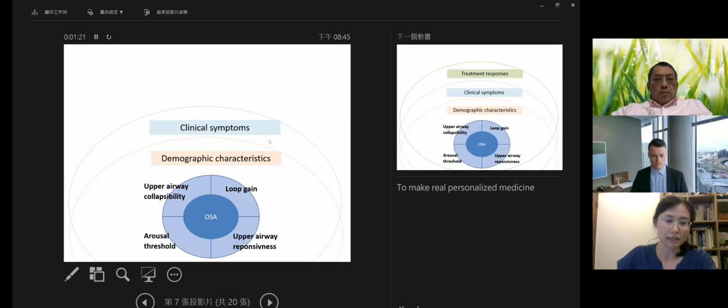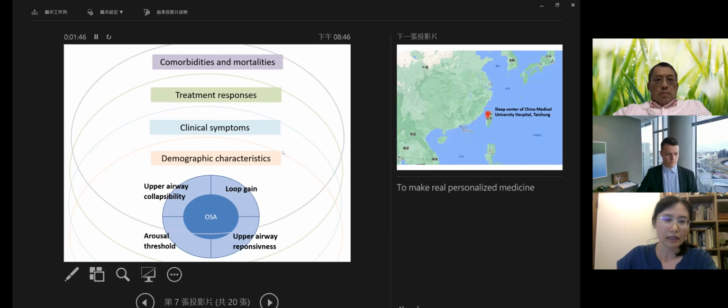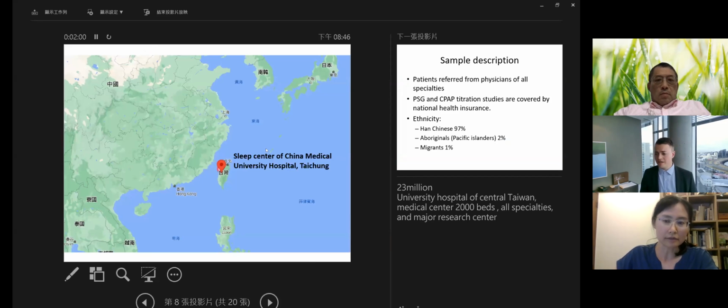We haven't tested that yet. And most importantly, in clinical practice, we want to have personalized treatment for our patients. These 4 endophenotypes may contribute to different treatment outcomes, and there have been some reports emerging in recent years. And last but not least, we also want to know the relationship between these endophenotypes and comorbidities and mortality in the long term.